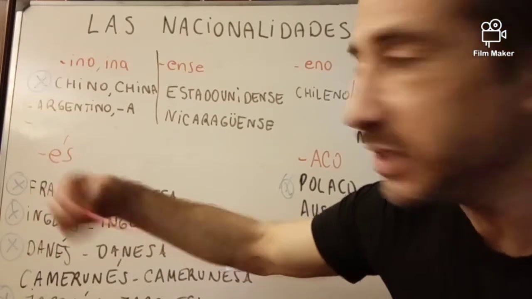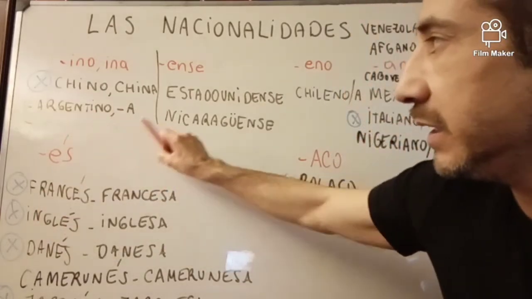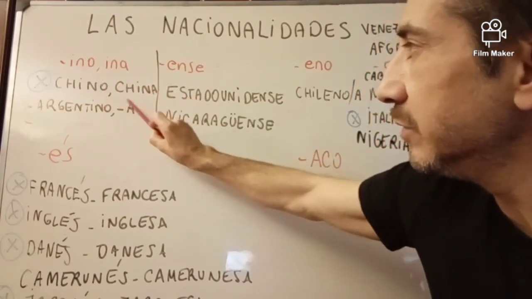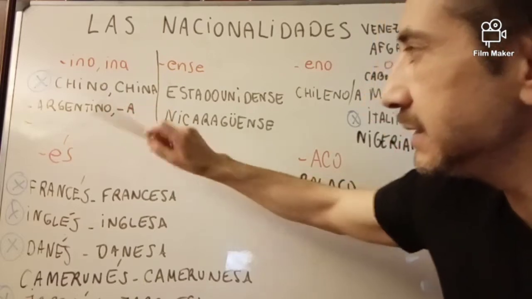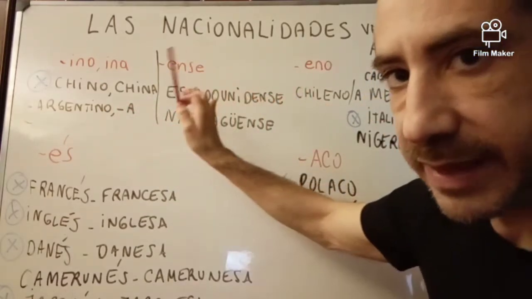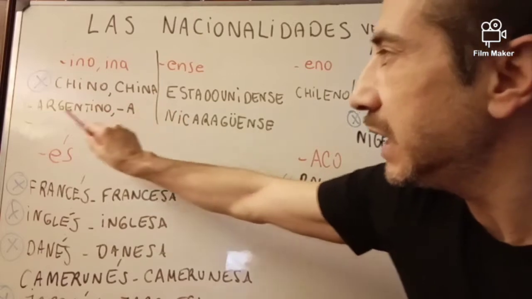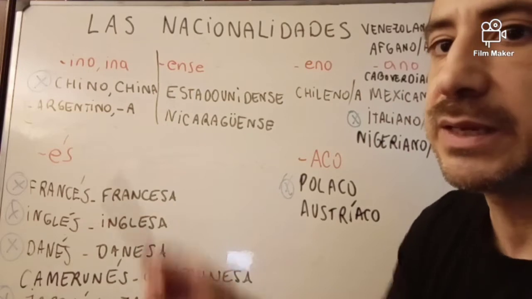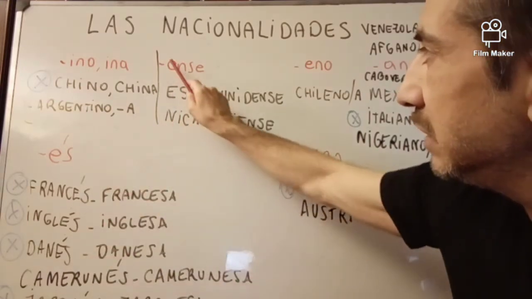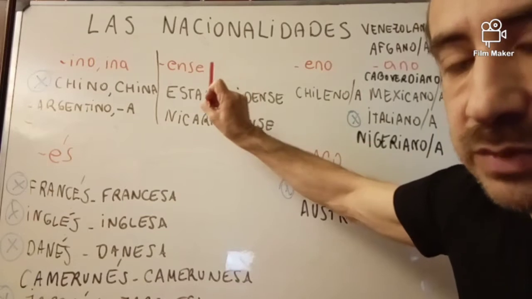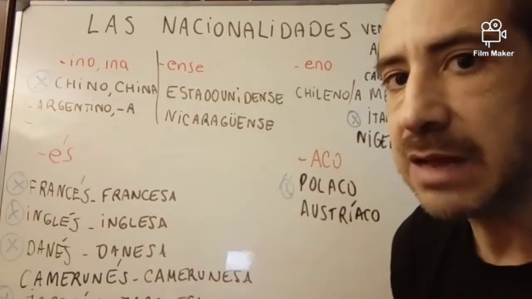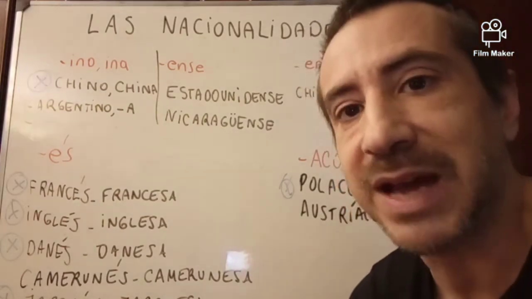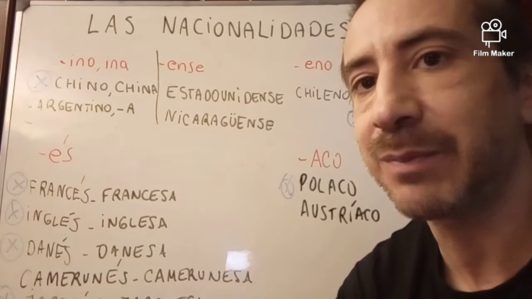Argentina, my country, Argentino, Argentina. So here we use the typical masculine, feminine endings. You'll see that in other cases we won't do that. So Chino, China, Argentino, Argentina, and I wrote a few examples, of course. Then let's move on to the ending ense. It's a very common ending. For example, I was born in Mar del Plata, and the word for that is marplatense.